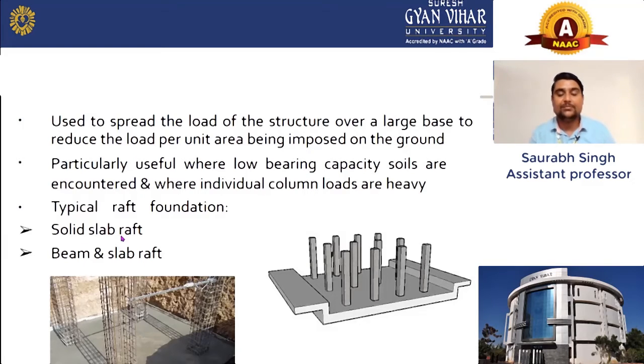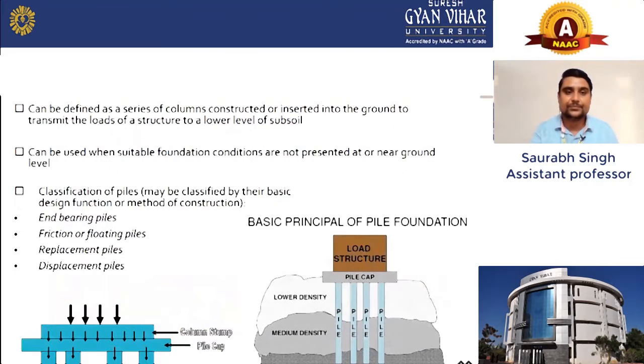As you can see here, there are 2 types of raft foundation: solid slab raft and beam and slab raft. In the solid slab raft, you make one pad for all the columns on the ground. And what will happen in the beam and slab raft? There will be beams. All these columns will be connected by beams on 4 sides, and there will be a slab in the middle. That is called beam and slab raft.